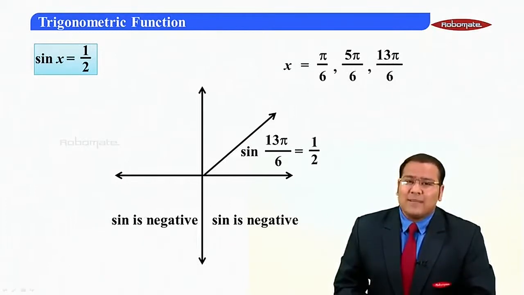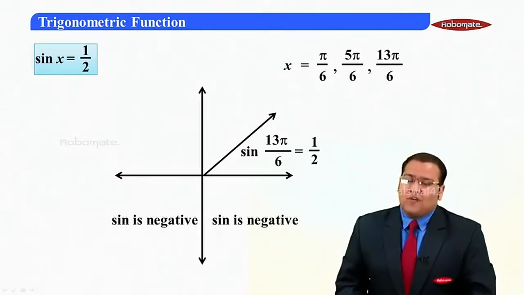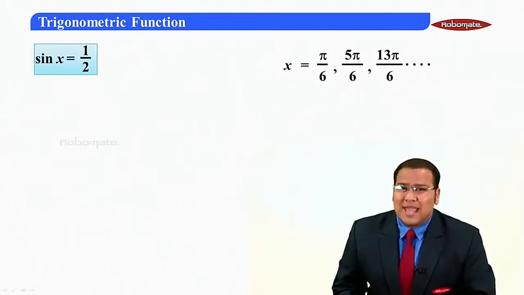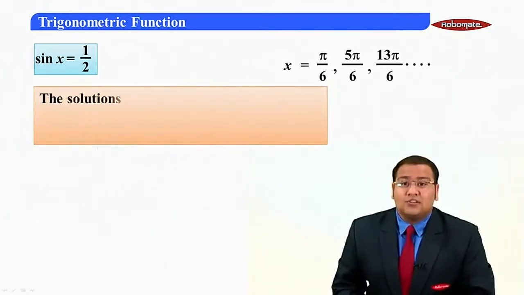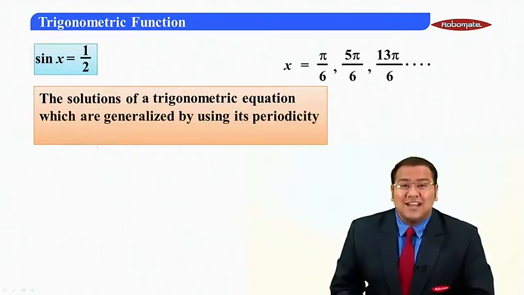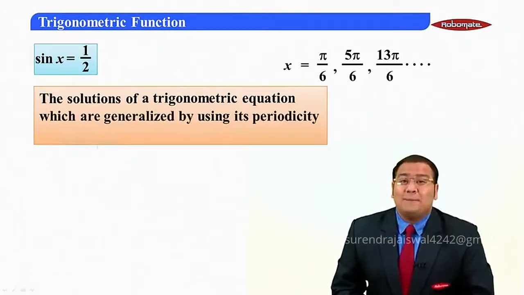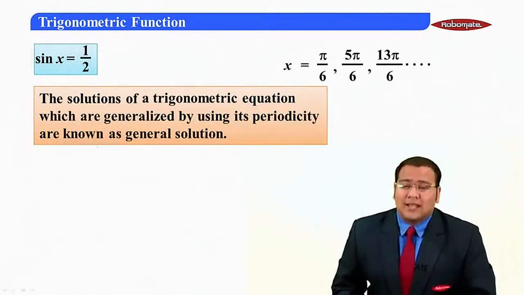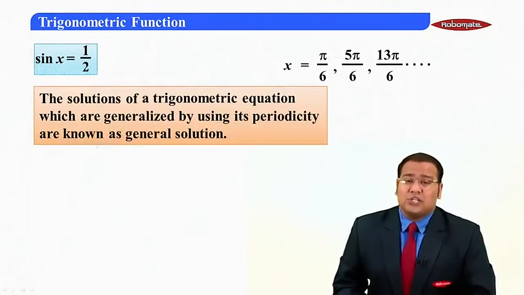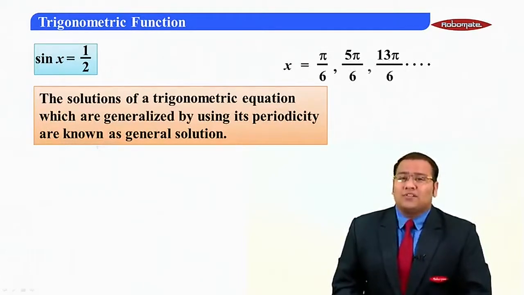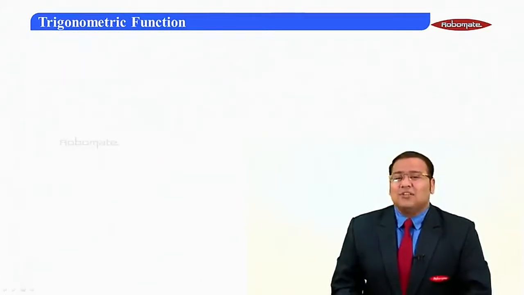In other words, if I keep writing all the values of x for which sin x is equal to half, can you observe something? Yes, you see that the solutions of a trigonometric equation which are generalized by using its periodicity are known as general solution. That is, for every function which repeats after a period, when you consider all the values using its periodicity, they are called the general solution.